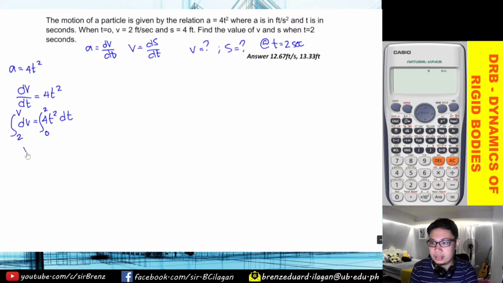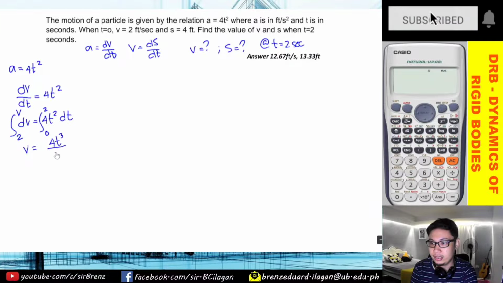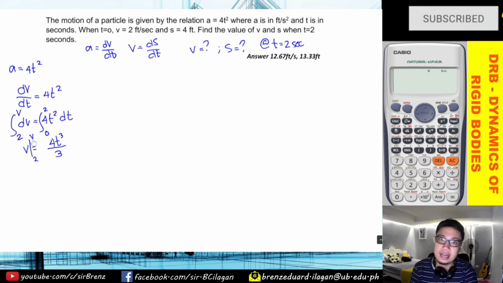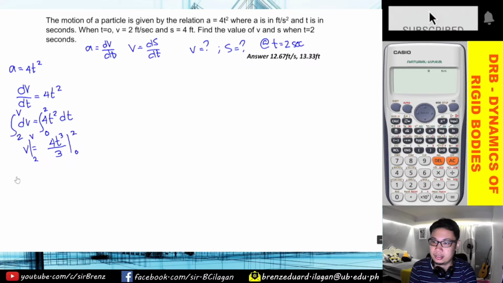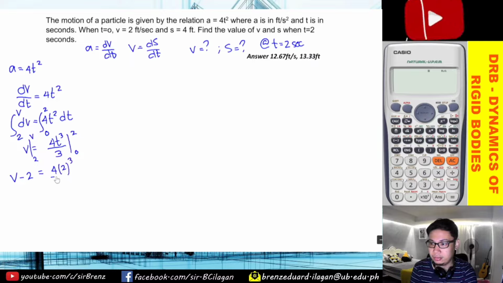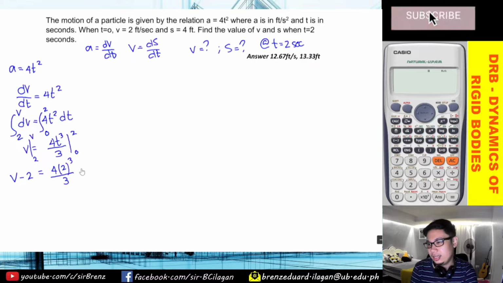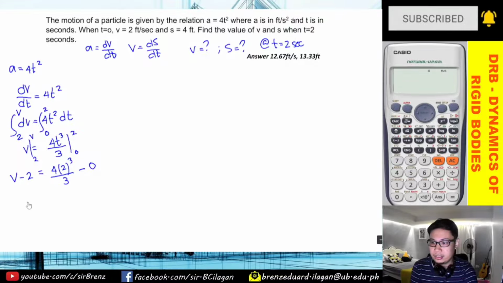So the integral of dv will be v. This will become 4t cubed all over 3. This has a limit from 2 up to the velocity, so let's just call it v. And this one is from 0 up to 2 seconds. So upper limit, v, minus the lower limit, is equal to 4, substitute 2 cubed all over 3. And then this, I believe, will be equal to 0. Okay, so what will be the velocity?